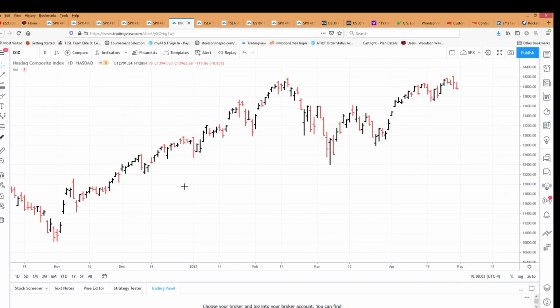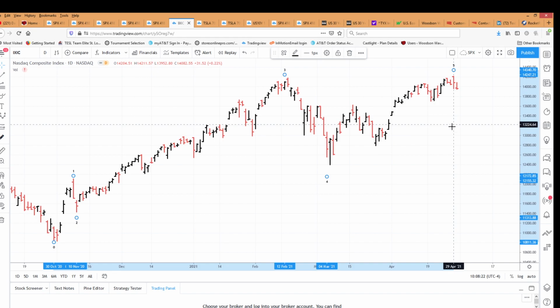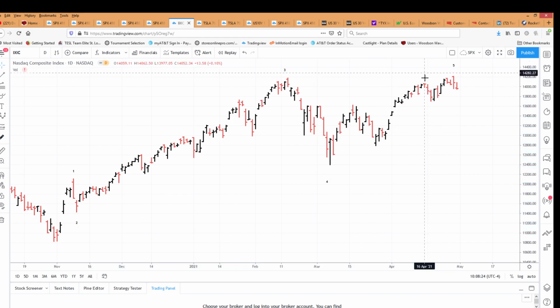We're going to get into the NASDAQ. The NASDAQ, everything going from the March lows. Let me count out that 5-wave advance for you guys in the NASDAQ. We got a 1, 2, we got a 3 there, a 4 there, and a 5 there. As you can see, this 5 made a higher high than the 3. Not by much, but it did.